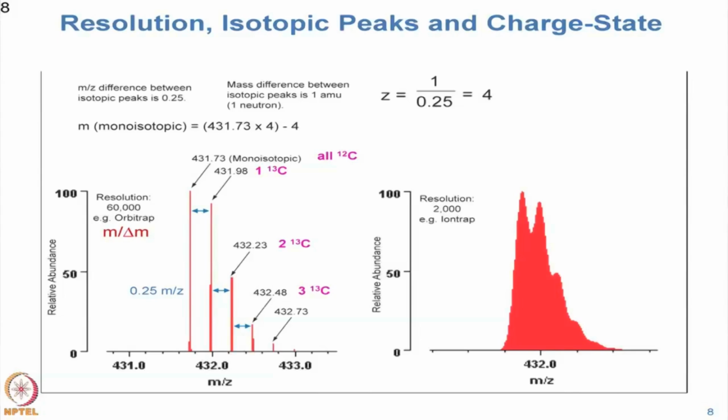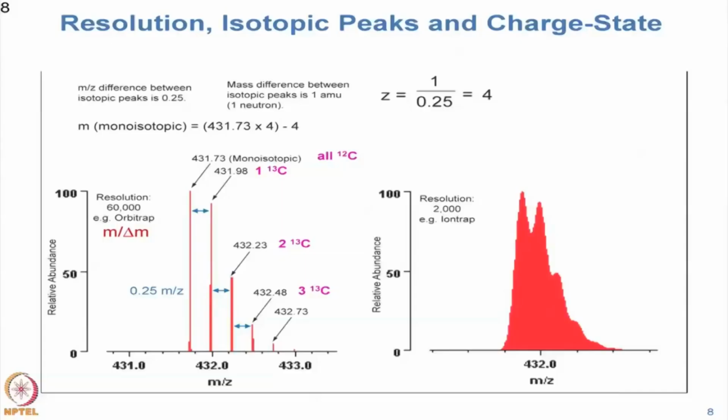Approximately the mass of a neutron is 1, but we don't measure mass. We measure mass to charge ratio, okay, so it's m divided by z. In this case, you can see that the isotope spacing is 0.25. That means the charge is 4, and we can determine that because of that isotope spacing.